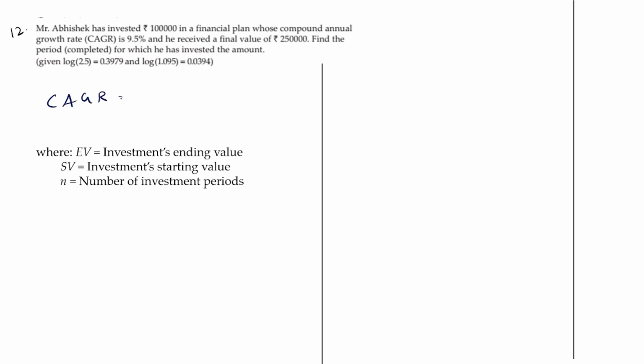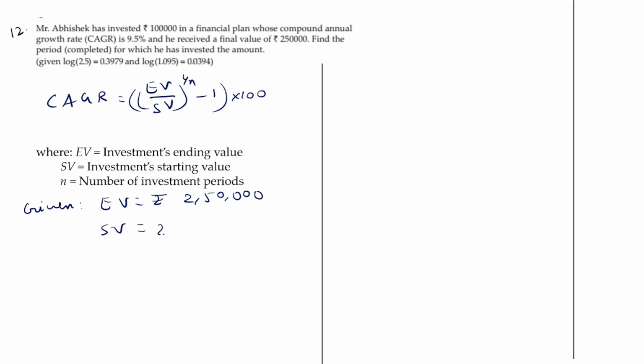First let us write the formula. Formula carries 1 mark. It is (ending value upon starting value) the whole raised to 1 by n, minus 1, into 100. Given ending value is rupees 2,50,000, starting value is rupees 1 lakh. We need to find N. Compound annual growth rate is 9.5%. Similar question was asked in the sample paper for 3 marks.